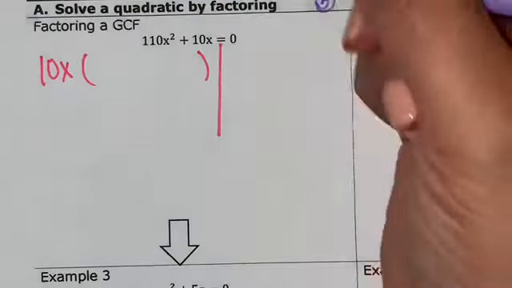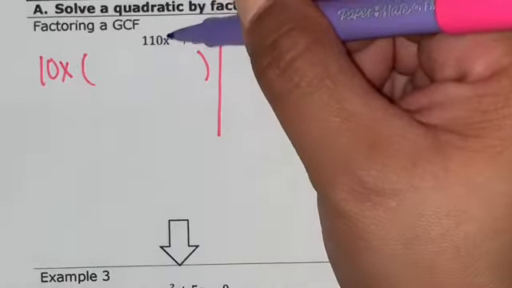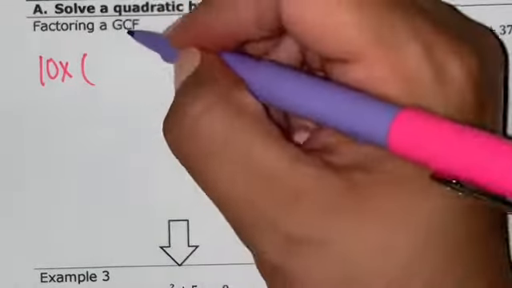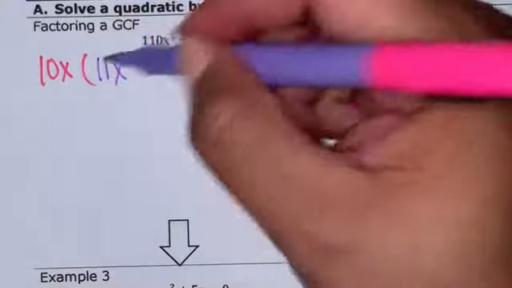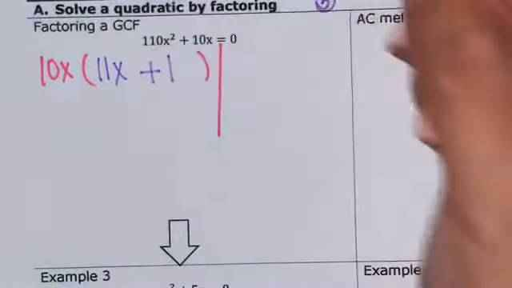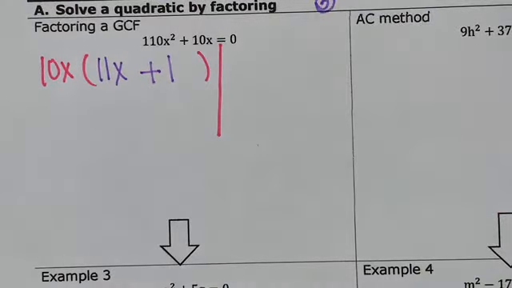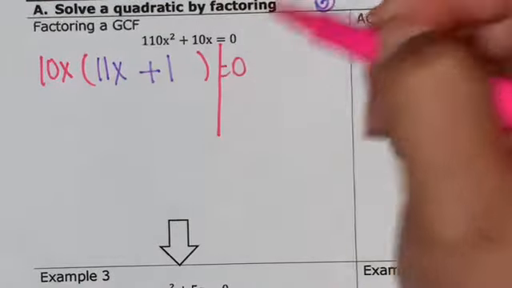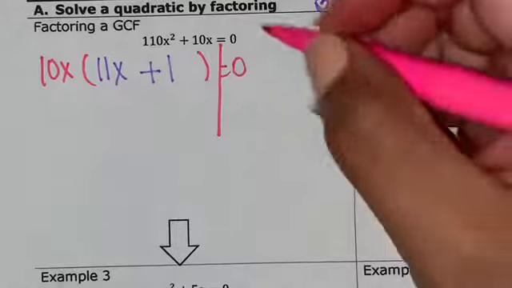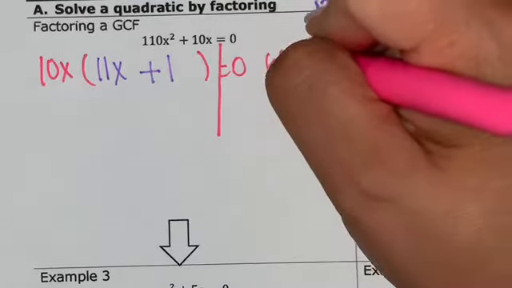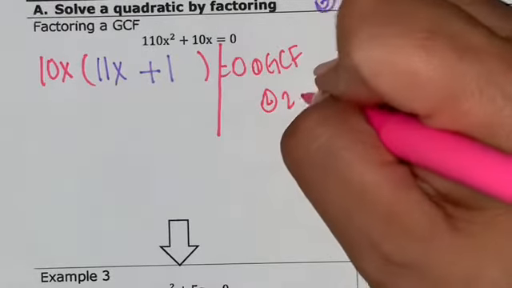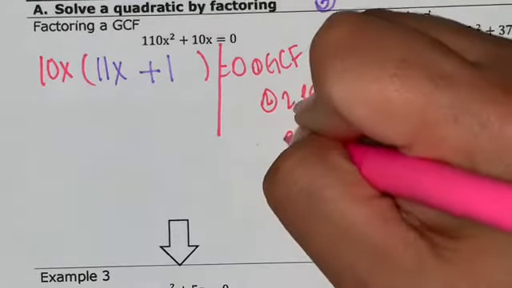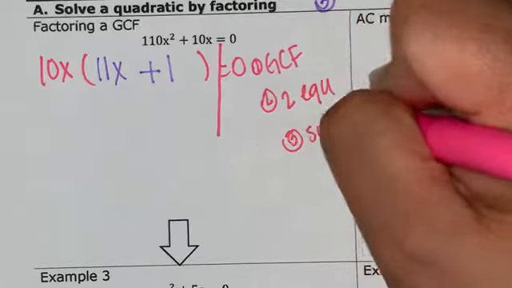So you have 10x, 110x squared divided by 10x. So I'm going to have 11x. 10x divided by 10x is going to be plus 1. And then all of this is still equal to 0. So now we're going to make two equations. So you're going to GCF. That's your first step. 2 is two new equations. And then 3 is going to be to solve.